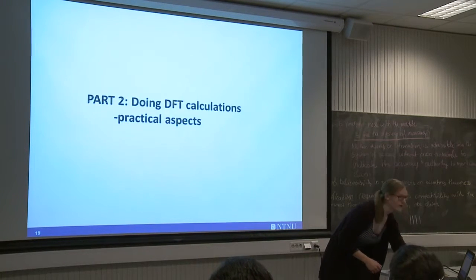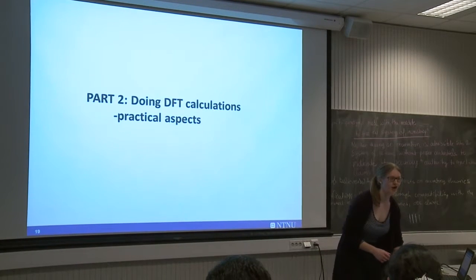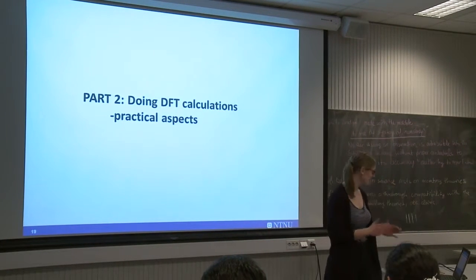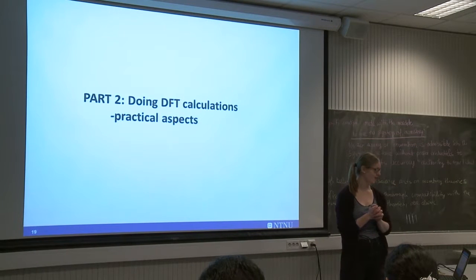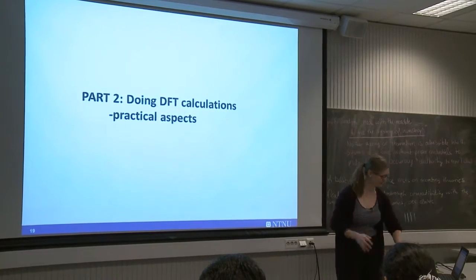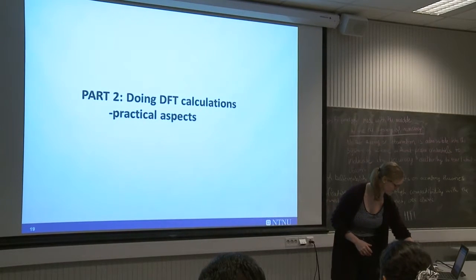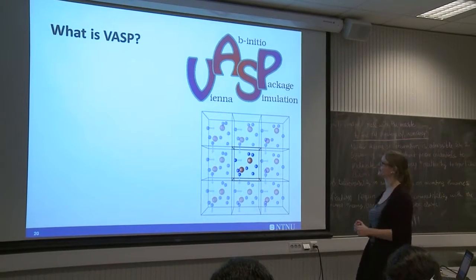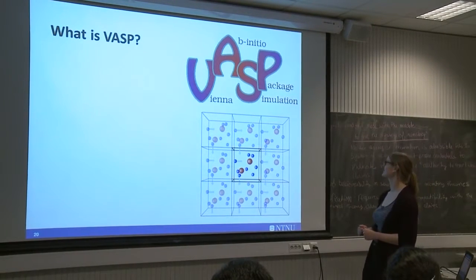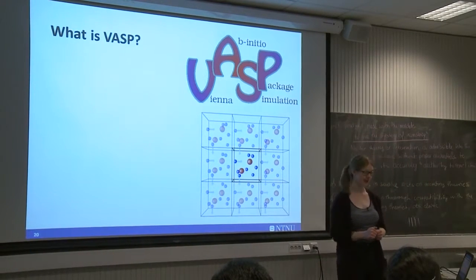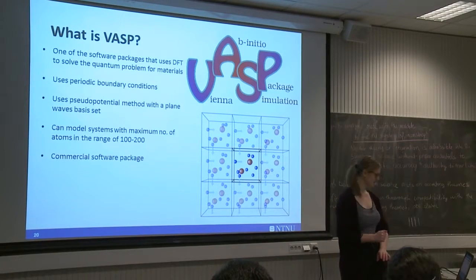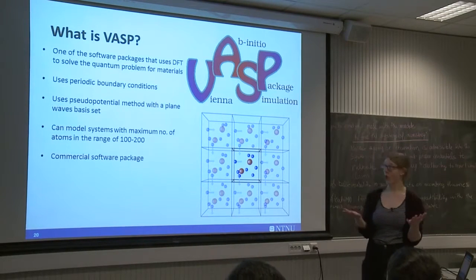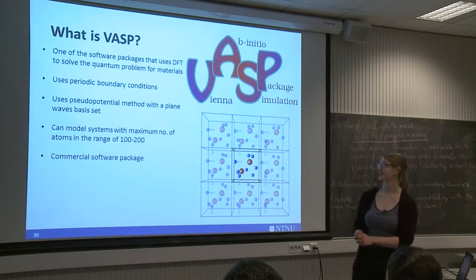Right, so that was a lot of concepts. Now we're going to talk a bit about how we actually do DFT calculations on our computer, some practical aspects. The software we use is called VASP, or Vienna Ab Initio Simulation Package. So what is it? Well, it's one of the software packages that uses DFT.